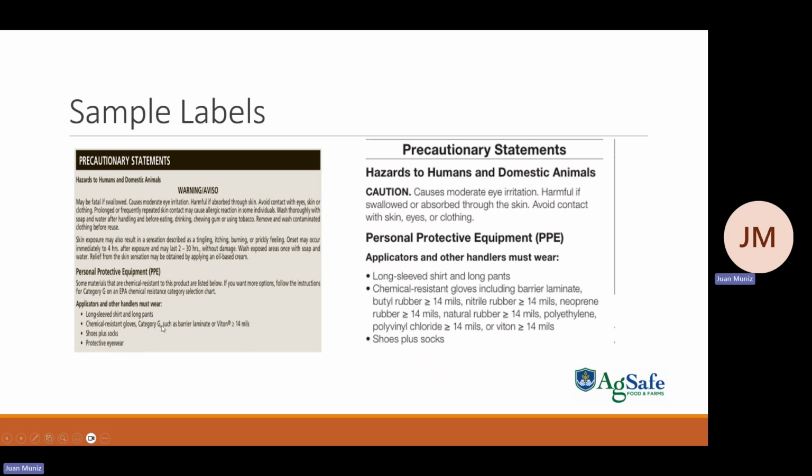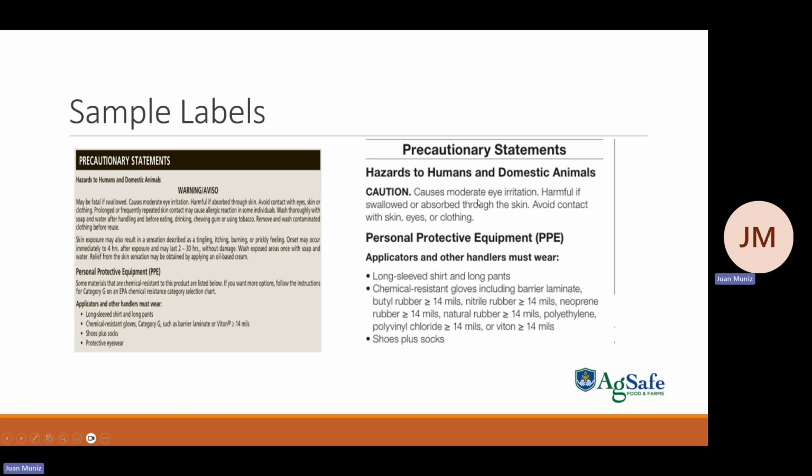Usually they may only give you the materials and thickness, or they may just say category G, and then you have to look it up in tools such as the EPA chemical resistance chart on the EPA website, or there's another tool on the next slide that we can show you how to decipher that. For now, let's look at the Prowl H2O label on the right and look at the same thing. Precautionary statements, hazard to humans and animals on the top. And this one is shorter, so we can read it here.